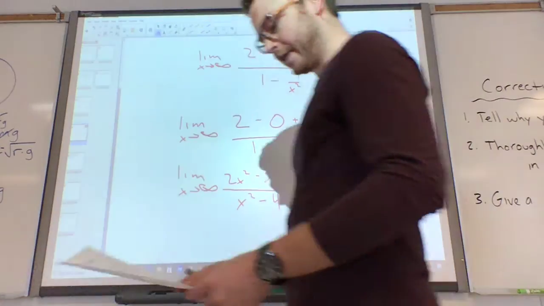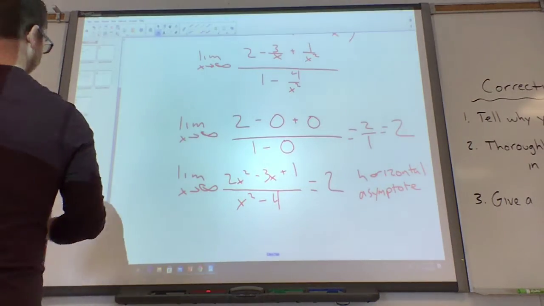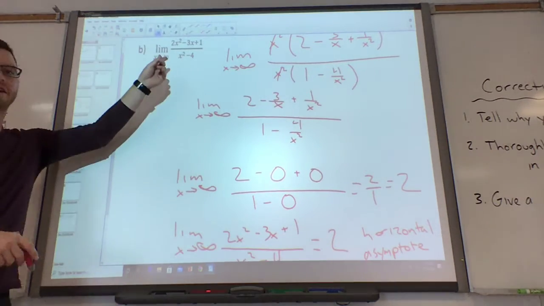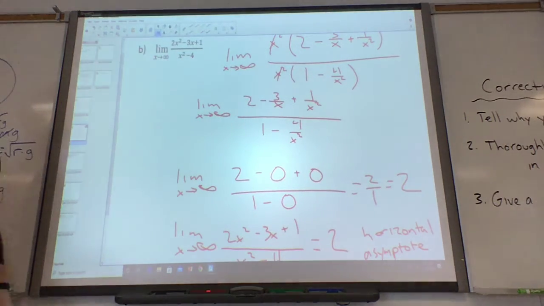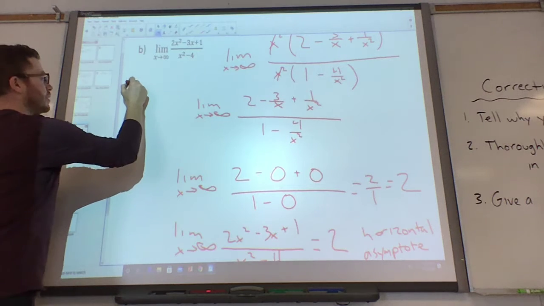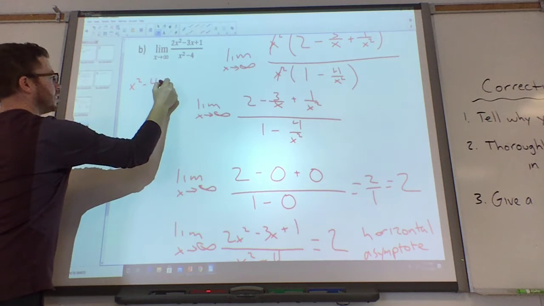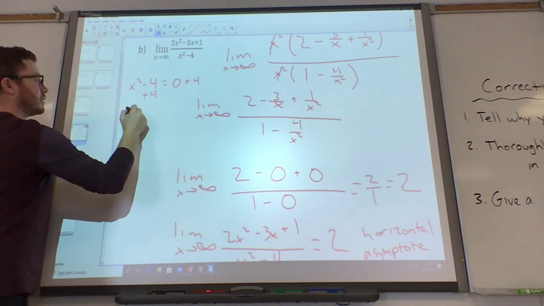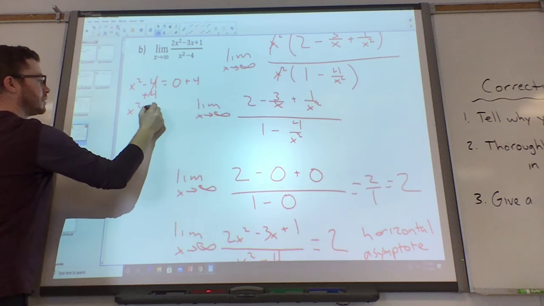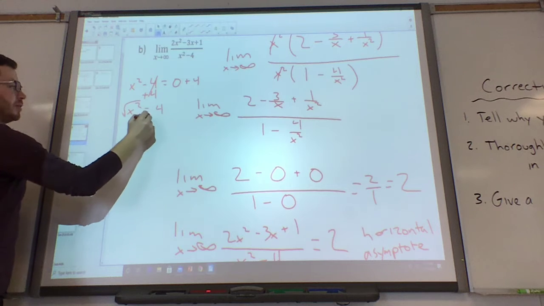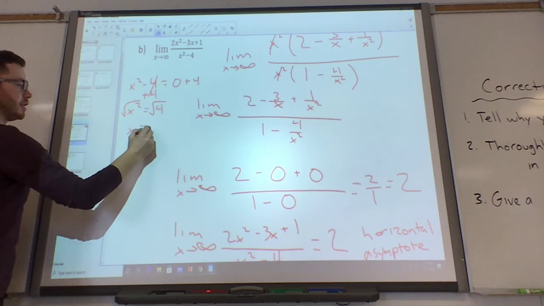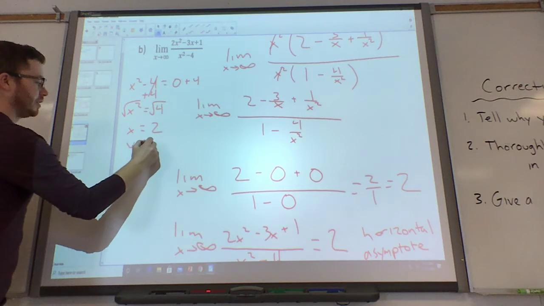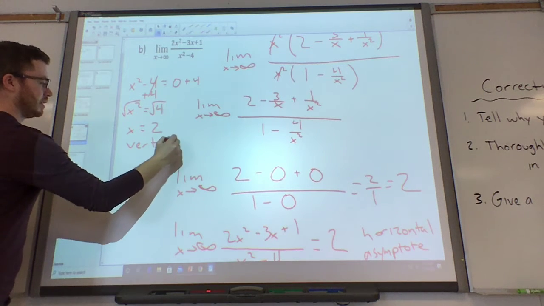Okay. And if we wanted to find our vertical asymptote, we can just set our denominator equal to 0. So x squared minus 4 equals 0, plus 4. I'll take the root of both sides. x is equal to 2. So this will be a vertical asymptote.